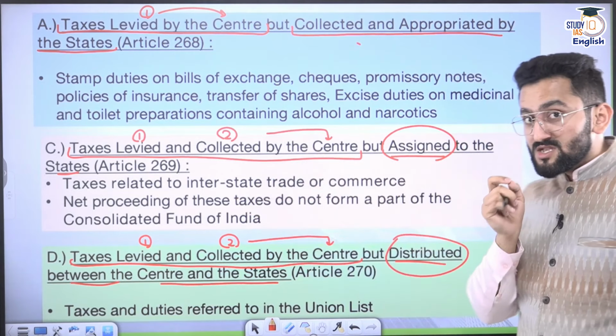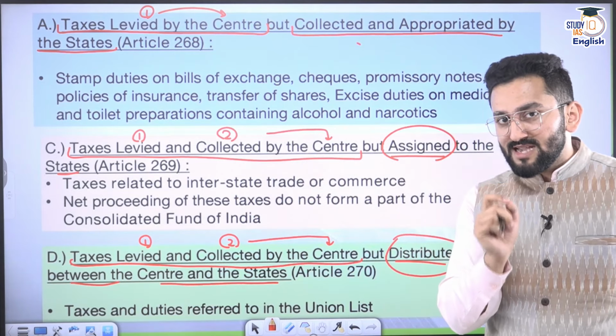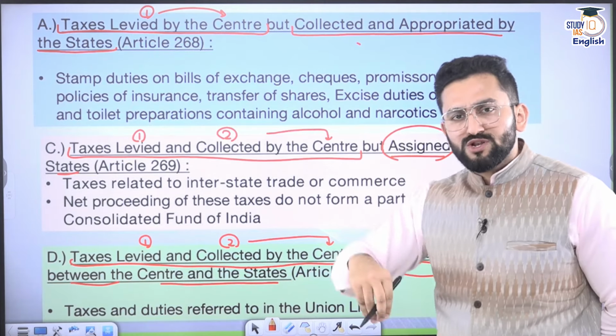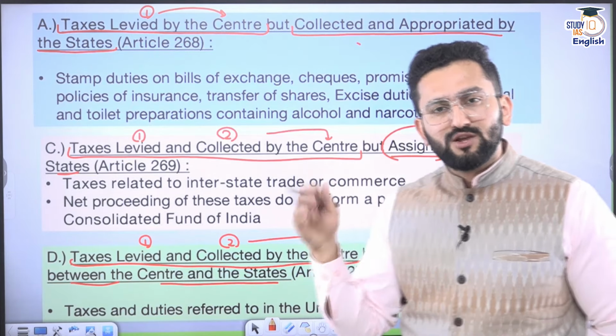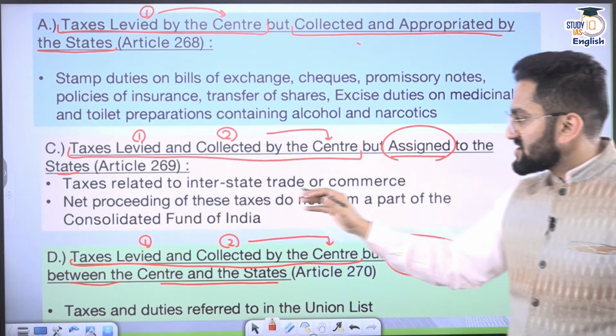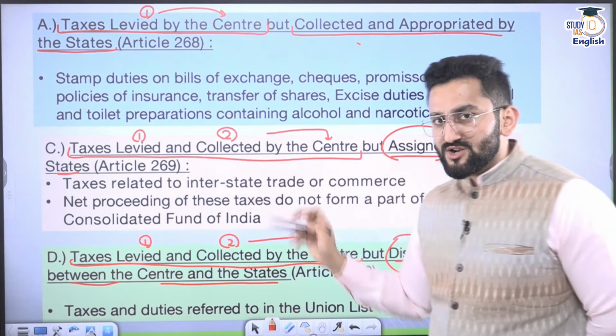Please remember, I'm focusing on the word assigned. Assigned means now it is given to state. We have imposed, we have collected, now given to state. You actually appropriated. So tax related to interstate trade, commerce, interstate trade.